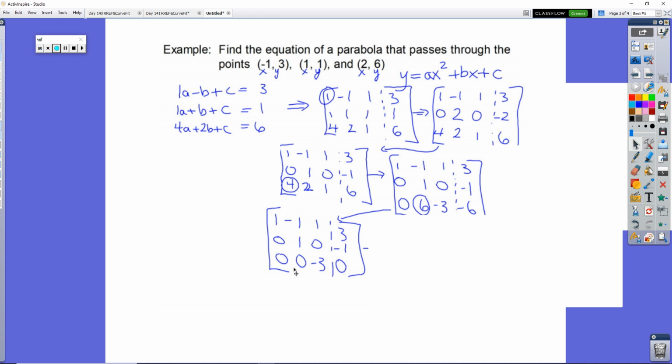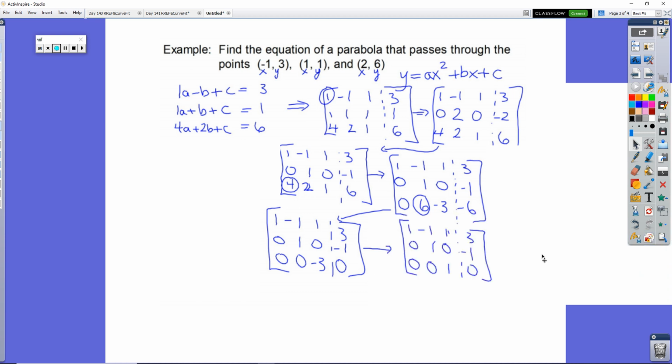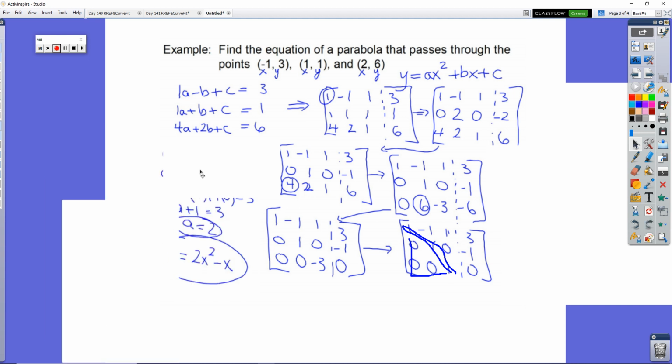And the last thing you'd want to do to put this completely in row echelon form is divide the entire bottom row by -3, making your new bottom row 0, 0, 1, 0. You are now in row echelon form. So we've got this diagonal of 1s, and we've got our triangle of 0s underneath it. It would be time to put the letters back into this problem and solve for your answers for A, B, and C.